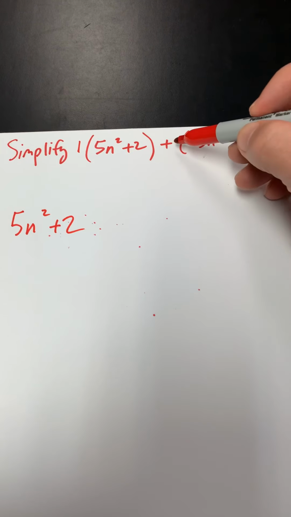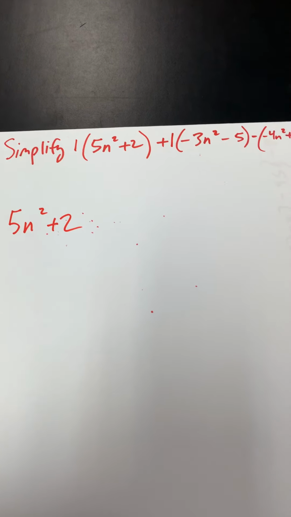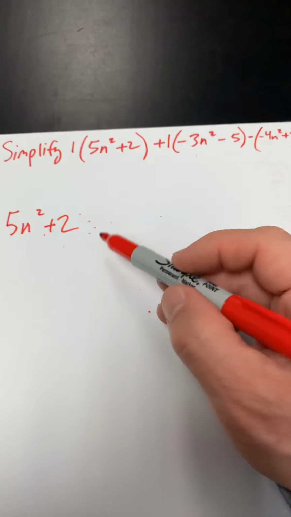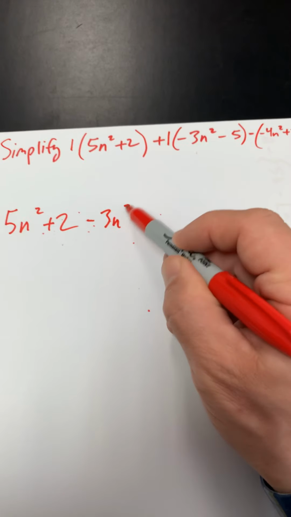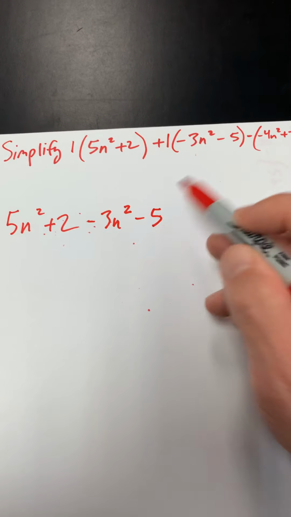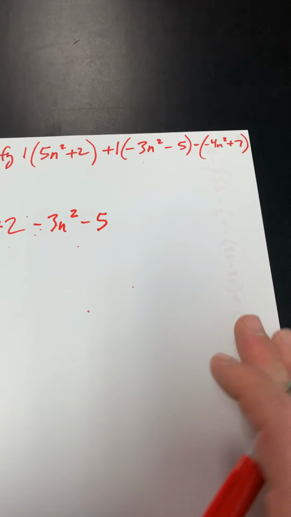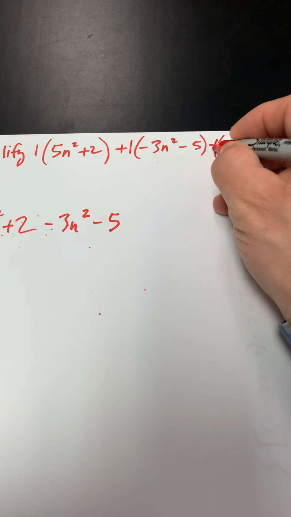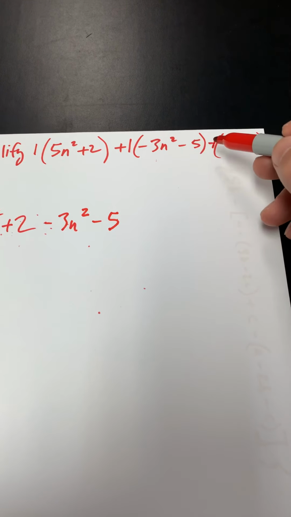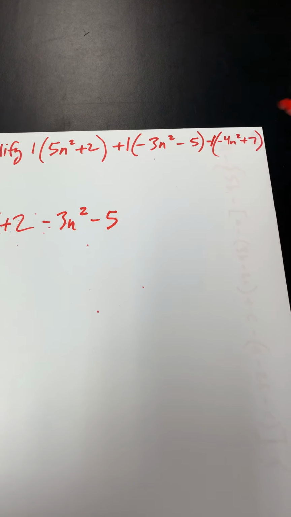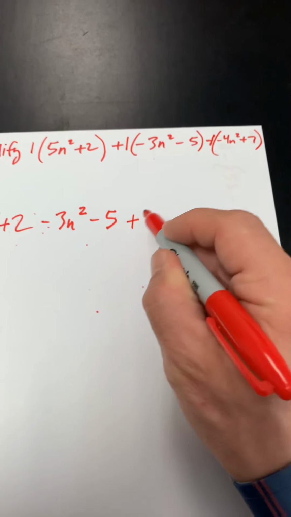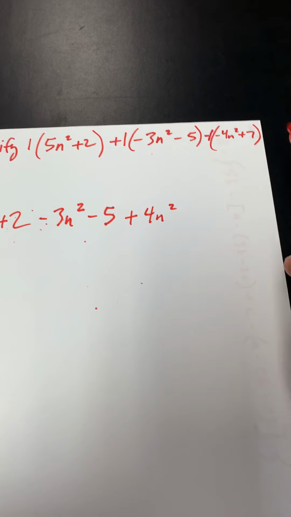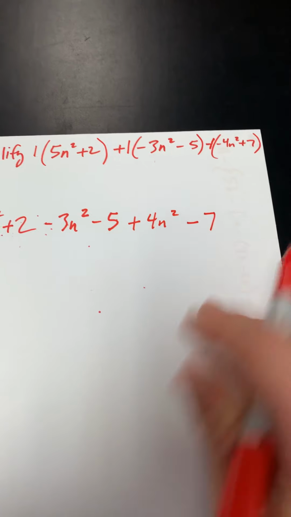Okay, what ends up happening if we distribute this positive 1 to these? Same thing. Nothing changes here because we're multiplying everything by positive 1. So you still have negative 3n squared minus 5. Okay, all right, now when we distribute this right here, we have negative 1 times negative 4n squared gives us positive 4n squared. And negative 1 times positive 7 gives us negative 7.